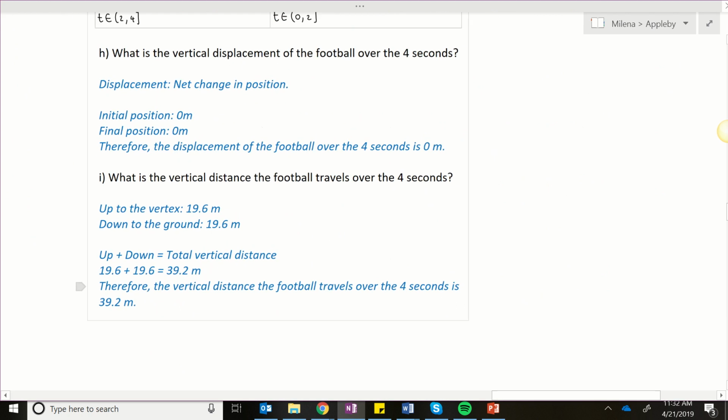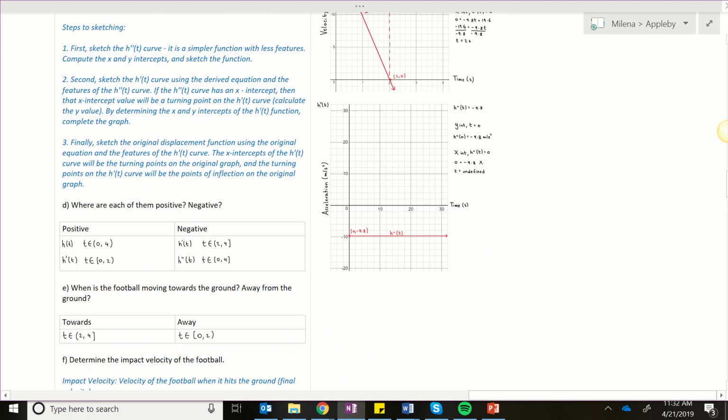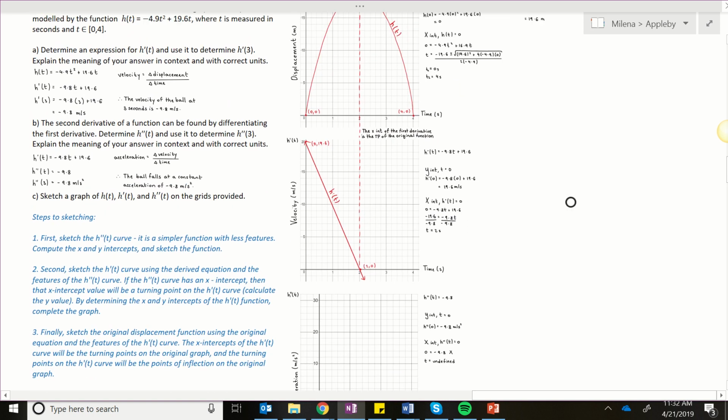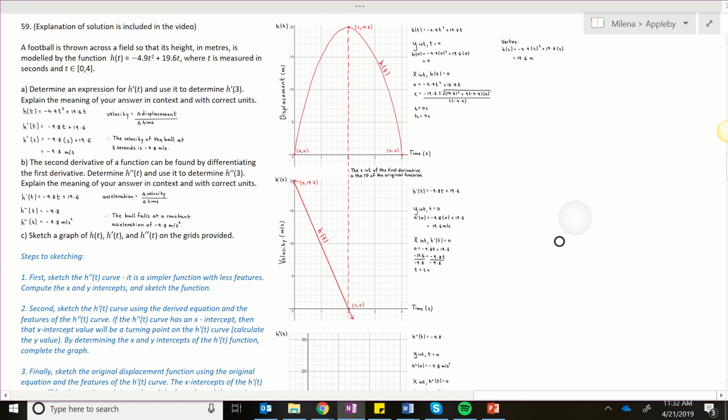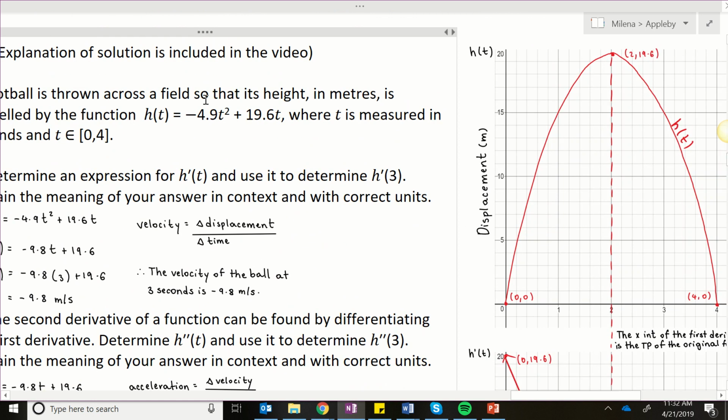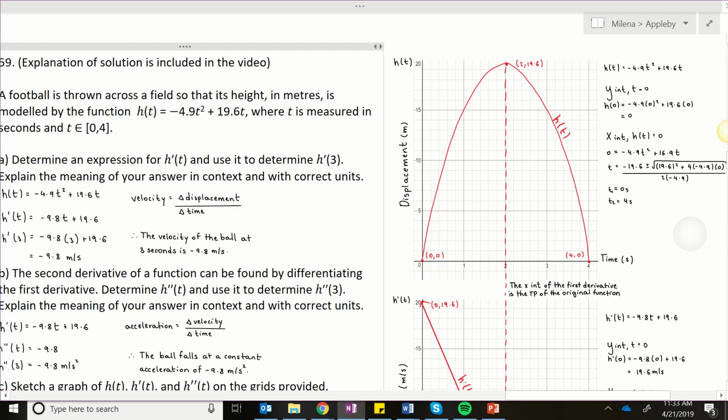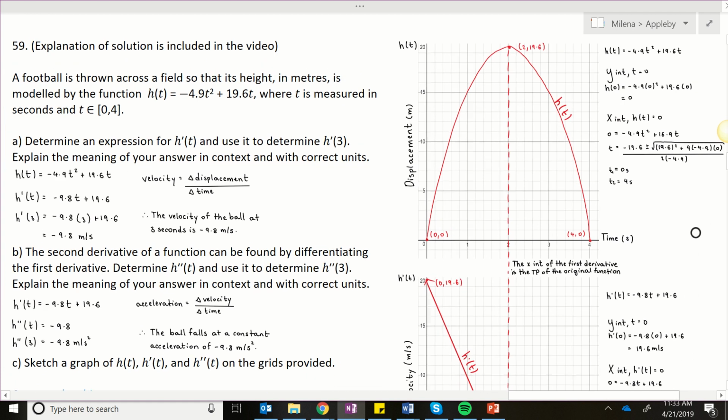All right, that is the entirety of question 59 explained. Now, I suggest you solve question 61 from the problem set, and it is very similar in structure, except that the original displacement function is a cubic function instead of a quadratic function, so it includes some more complicated sketching, but that question will really reflect your understanding of the topics covered in this video, so I highly recommend doing it for homework.